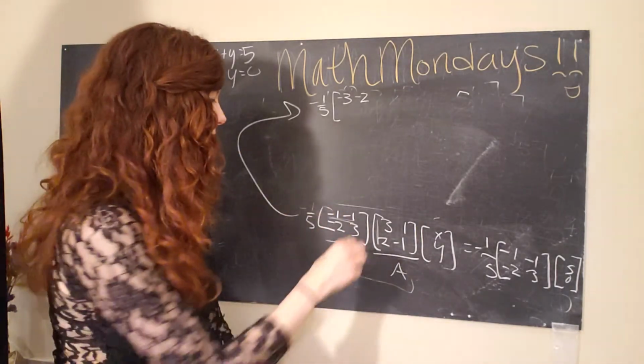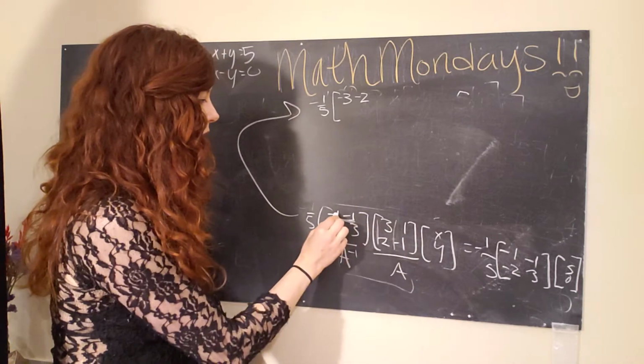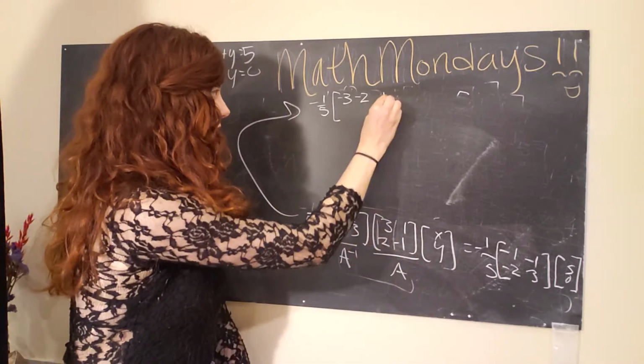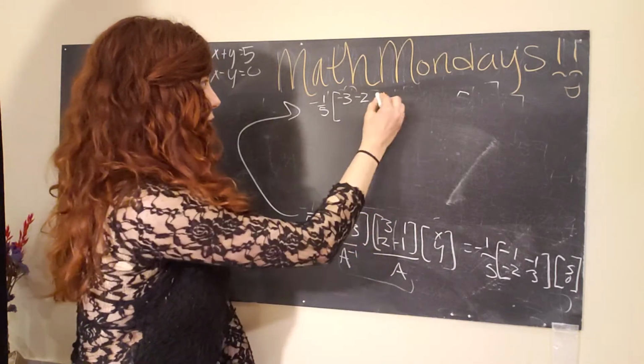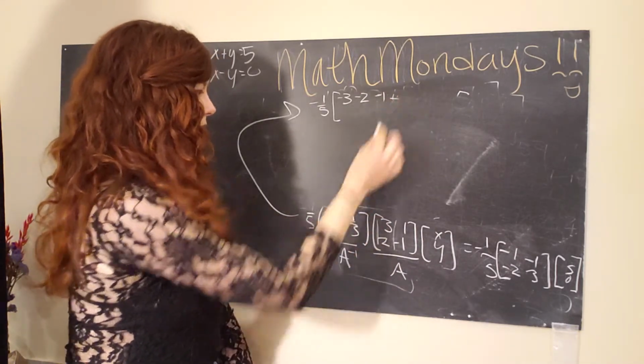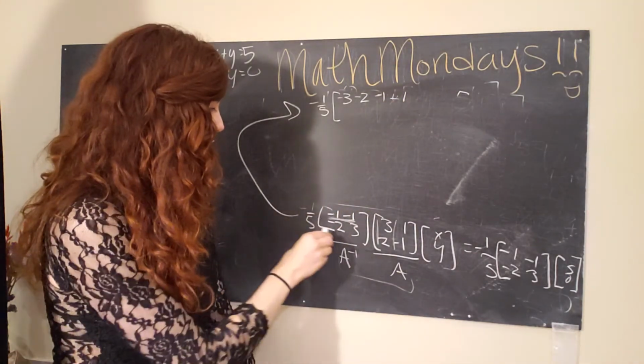Okay, so now we do the first row and the second column. So -1 times 1 is 1, times -1 times -1, whoops, -1, forgot my sign, plus 1. Here we go. So this is looking good so far.